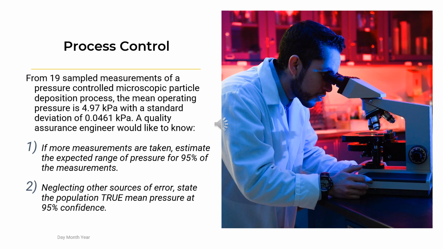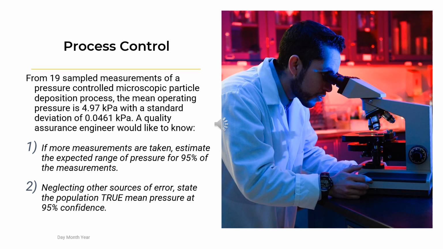Let's consider a process control example. From 19 sampled measurements of a pressure-controlled microscopic particle deposition process, the mean operating pressure is 4.97 kilopascals, with a standard deviation of 0.461 kilopascals. A quality assurance engineer would like to know, 1, if more measurements are taken, estimate the expected range of pressure for 95% of the measurements, and 2, neglecting other sources of error, can we state the population true mean pressure at 95% confidence?